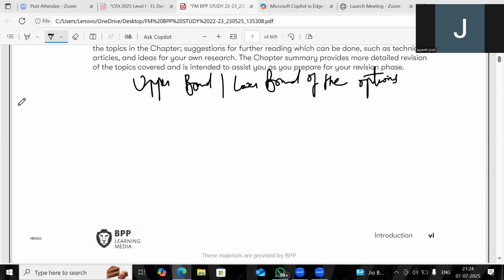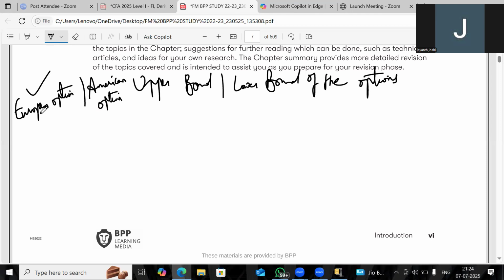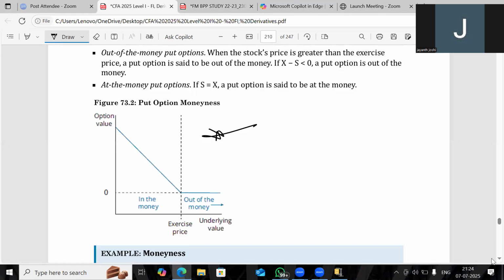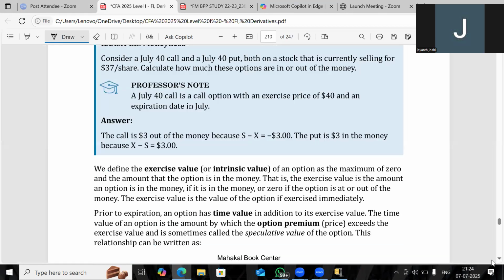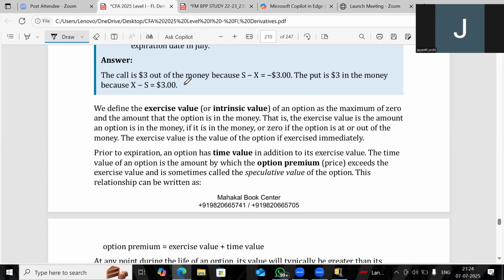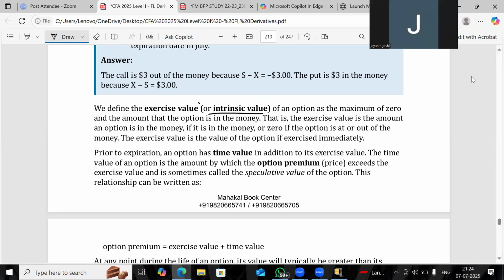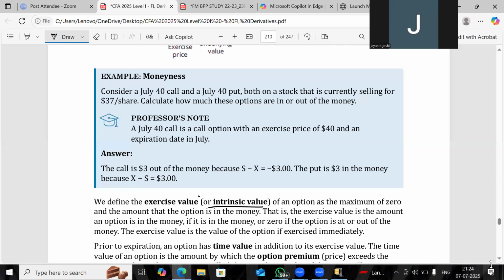See, there are two types of options: European option and American option. European option is exercised on the date of maturity. So whenever we speak about European option, they have given all this data. See, intrinsic value is nothing but the value of the call option. And for that, if you are paying a premium, that's what they are seeing.